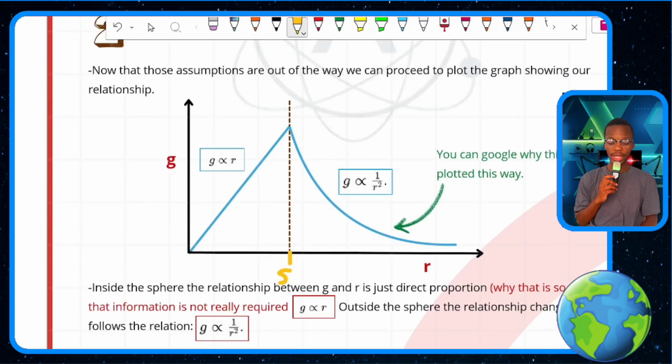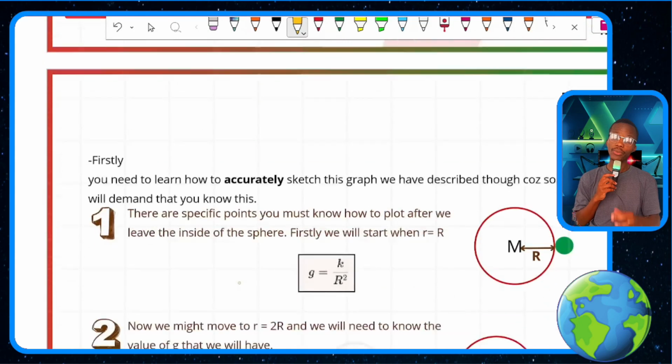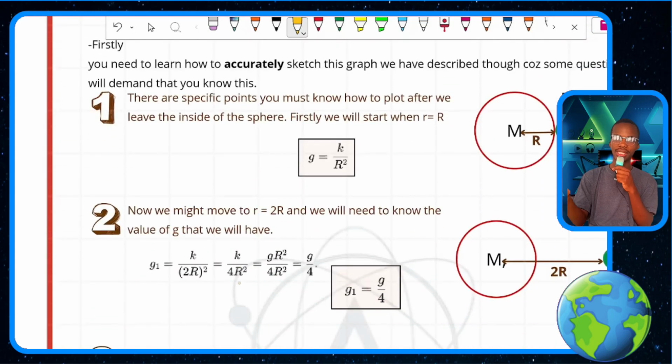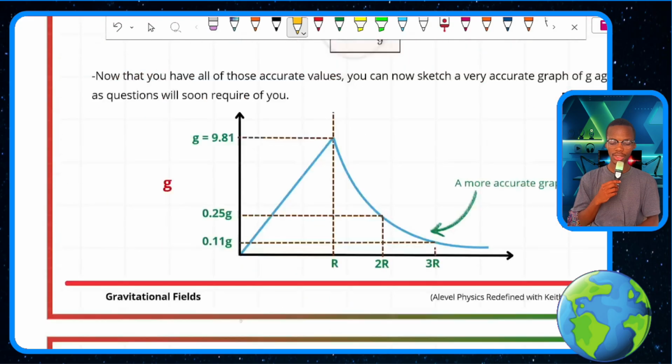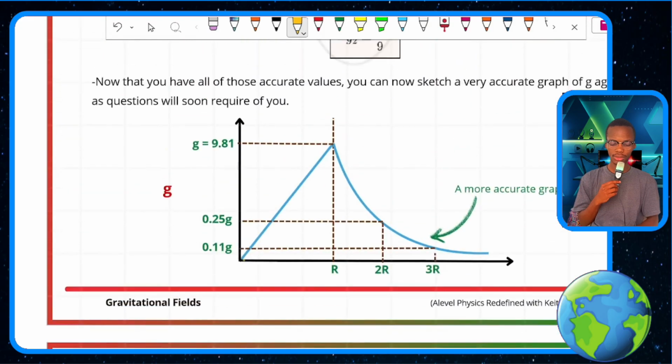So that's why you need to be very careful of that. Some questions can ask you to accurately plot this graph, so sketch it accurately. As you're seeing on the graph, I've shown you a question that asks you to do that, so you need to know how to do that. Essentially, accurately sketching is just knowing what the value of g is at this point, at this point, at this point, and then trying to draw as rough a sketch as you possibly can. So the specific points that you must know how to plot: the first one is the center, which we've already talked about, which is at 0, over here.